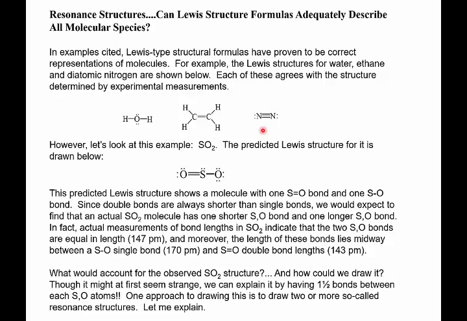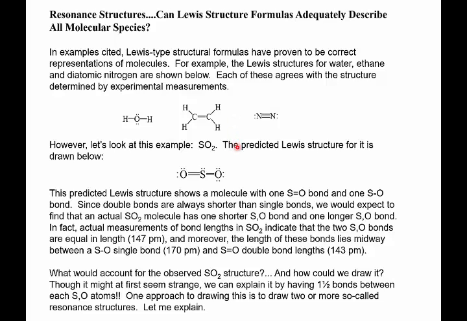Let's see. Here are three examples of molecules. This is a structure of a water molecule. This is ethene, and this is nitrogen. These structures you can get by applying the steps that we showed previously. These predicted or drawn structure formulas, in fact, experimentally agree with the structure formulas observed for these molecules, water, ethene, and nitrogen.